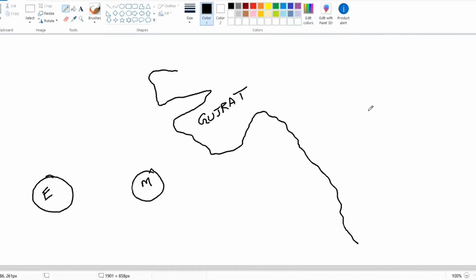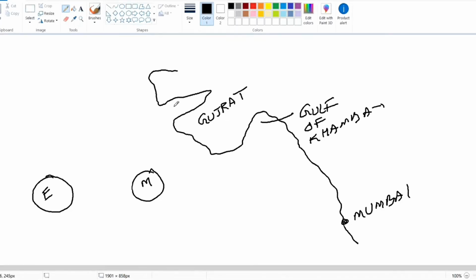So what I'm showing you here is your Gujarat, and maybe Mumbai is somewhere here. This area is the Gulf of Khambat and this area is the Gulf of Kutch. When the water is flowing, this landmass acts like a funnel, so the water is going to rise because of this shape of landmass. And when it comes to shallow waters, it rises further.